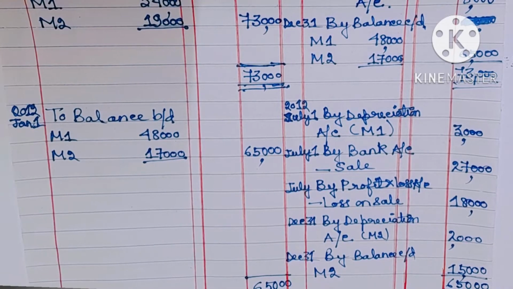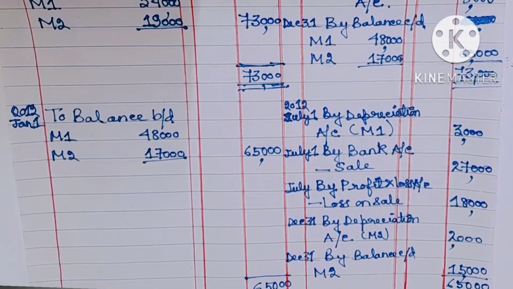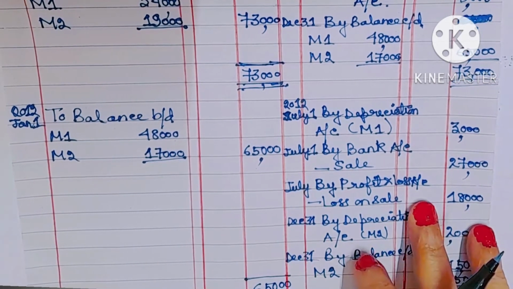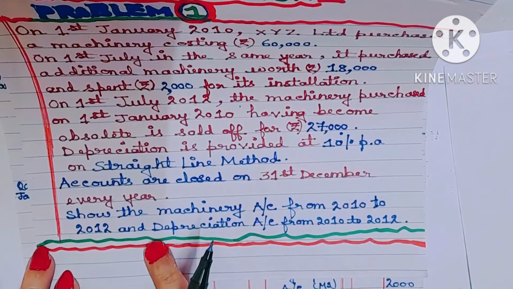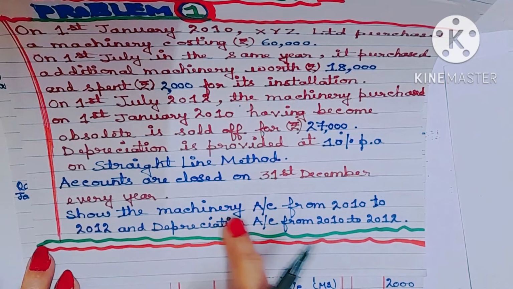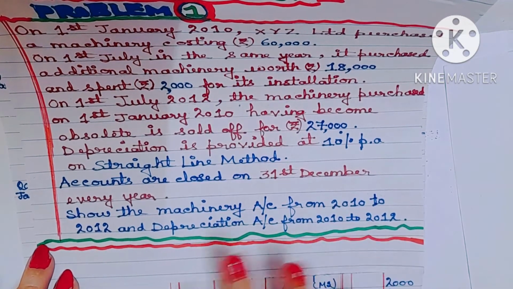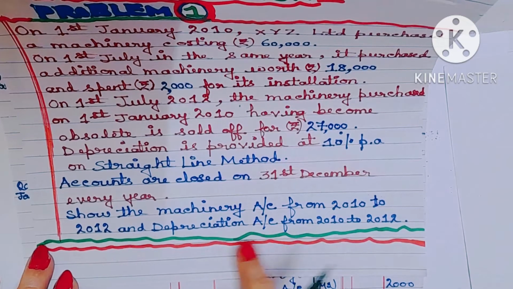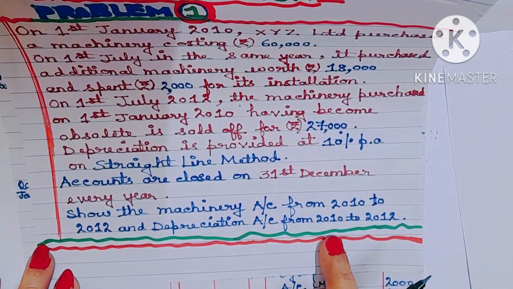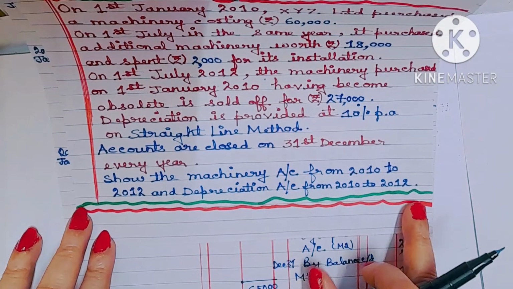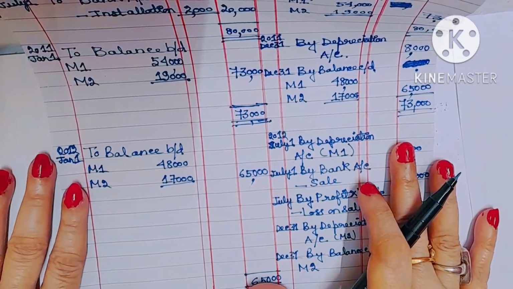What is the date? 2013 January 1st. What did they tell us? Show the machinery account for 3 years, from 2010 to 2012. So we have shown 3 years. Now we have to prepare depreciation account for 3 years. Okay, let me show you. I hope you understood the machinery account.